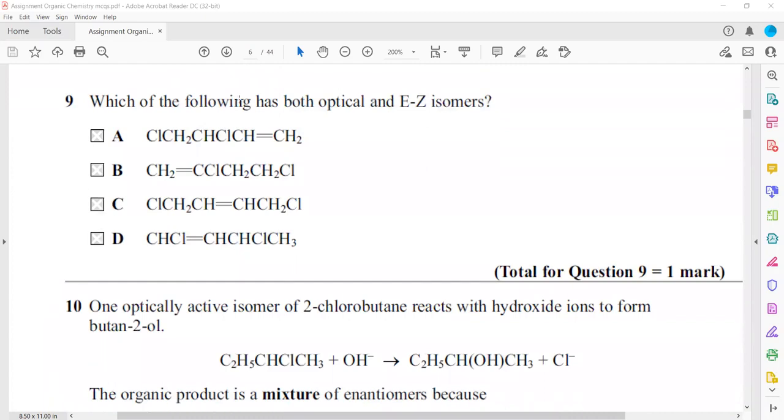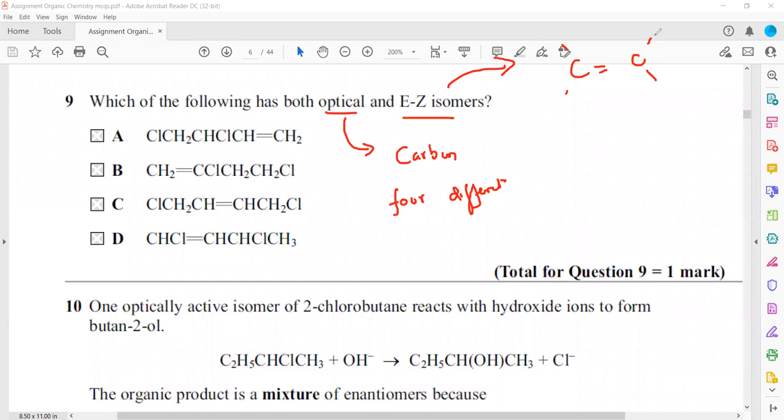Then, which of the following exhibit both optical and geometrical isomerism? E/Z means geometrical. Look, to be optical, what is the condition? The carbon should be attached with four different groups or different types of atoms. And to exhibit E/Z isomers, there should be a carbon-carbon double bond with different groups attached. If CH2 is on a carbon, it cannot have a geometrical isomer. So when we check option A, it cannot have a geometrical isomer. Option B cannot have a geometrical isomer. So we are left with options C and D.